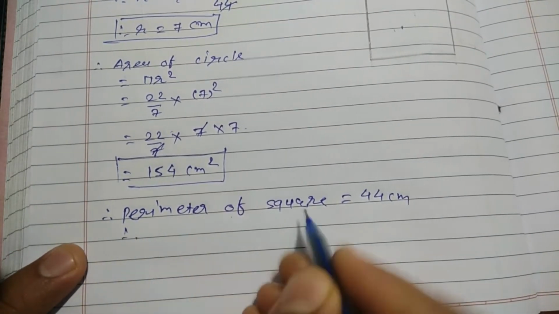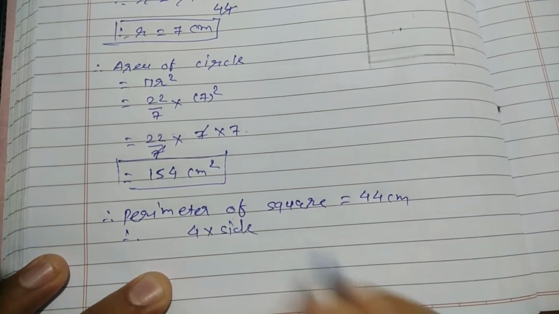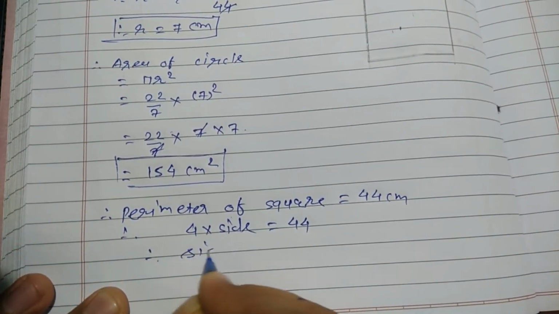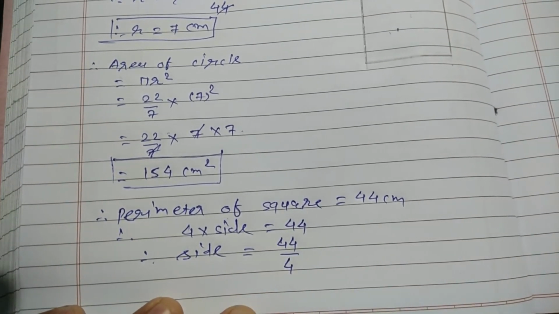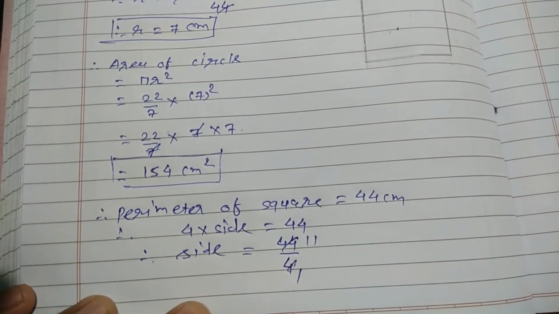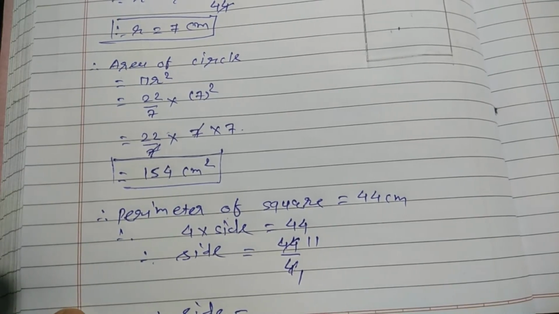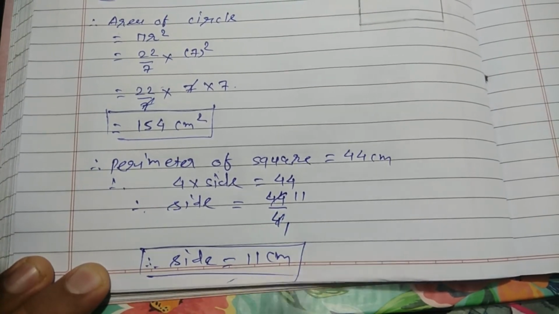So here perimeter of square, what is it? Formula 4 multiplied by side, and that is equal to 44, and therefore side is equal to 44 divided by 4. 4 1s are 4, 11 4s are 44, and therefore the length of the side of the square, what is it? 11 centimeter. Okay, now we will find the area of the square.